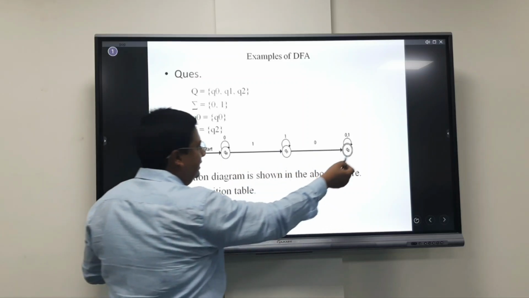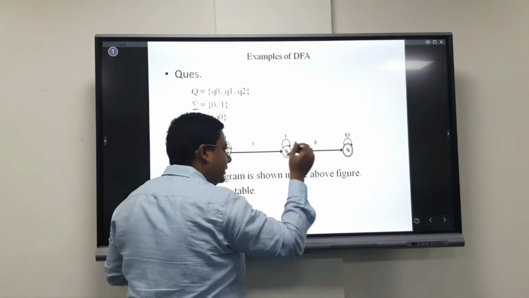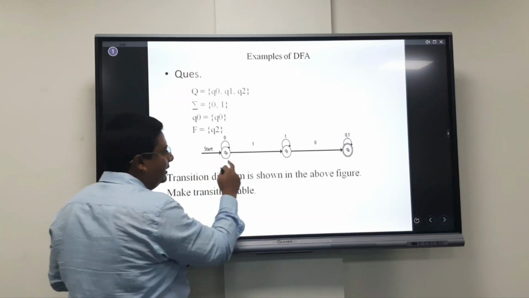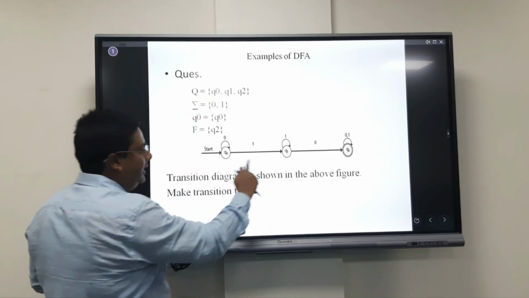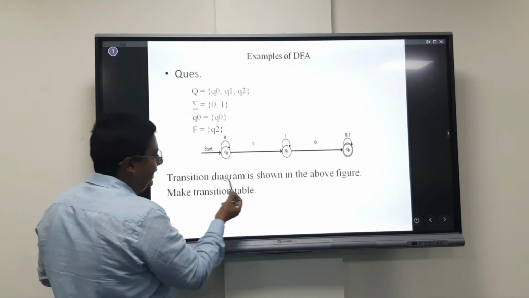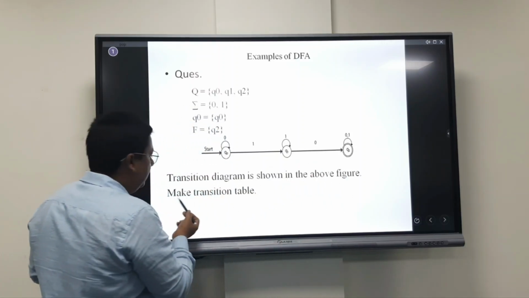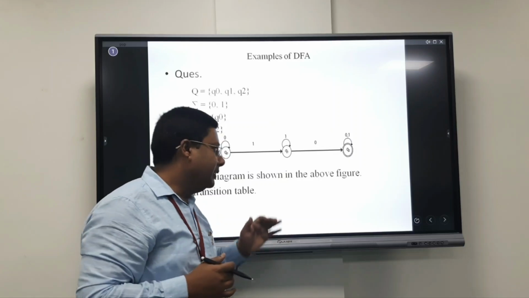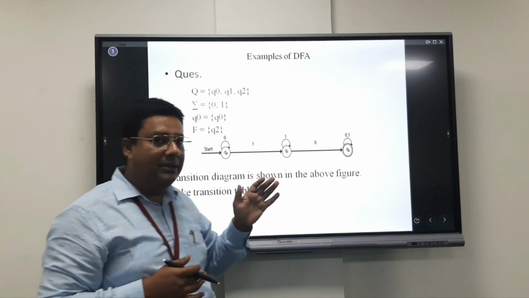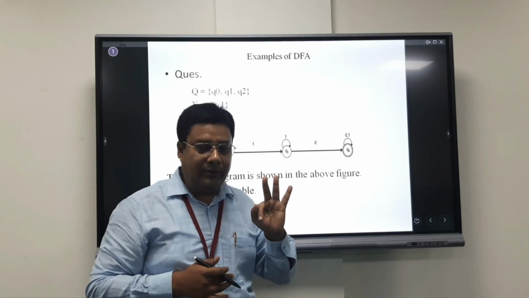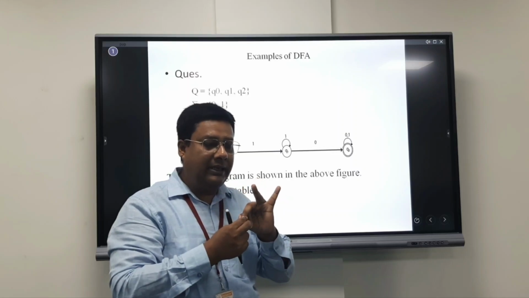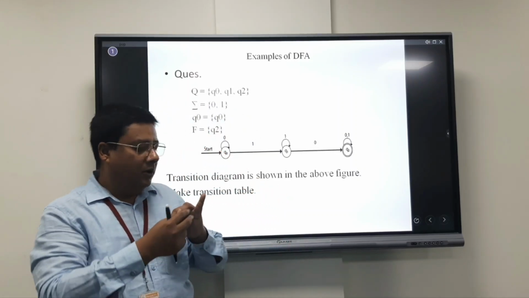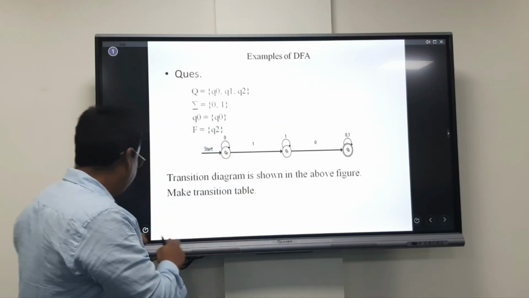This is the diagram. We may have either the transition diagram or the transition table given. Here the diagram is given, and we have to make the transition table from the diagram shown in the figure. So how can we make the table? We will consider three columns. First is the present state, second is the input value, and the third is the next state.